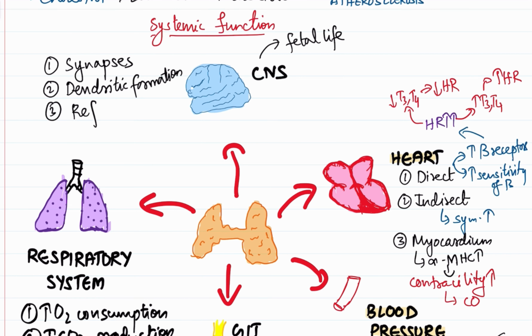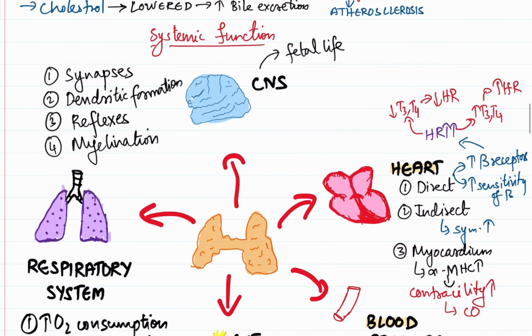And it also controls the reflexes. So the duration of reflexes or the reaction time of reflexes is controlled by the thyroid hormone. And finally, the myelination of nerves. All these four functions are extremely essential for the development of our central nervous system. And that is why in hypothyroidism, or in congenital hypothyroidism, there is going to be mental retardation.